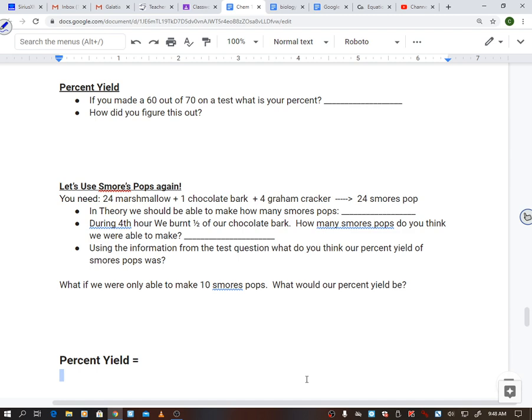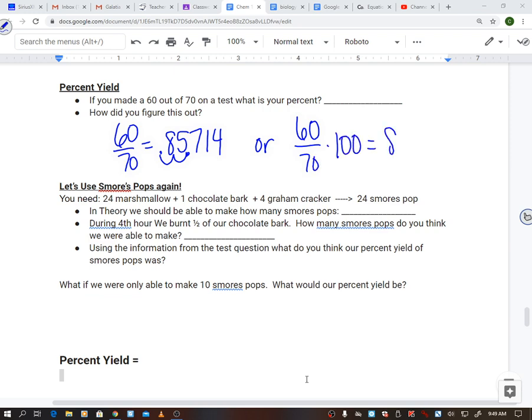Well, most of you are going to take 60 divided by 70, and you would get 0.85714, and some of you would know to move the decimal point 2 spots over, or some of you might just do 60 divided by 70 times 100, and that will give you 85.7. Okay, so that's the percent you made on the test. Like I said, I think a majority of high school students know how to do that to find their grade. So let's look at it again using these s'mores pops.